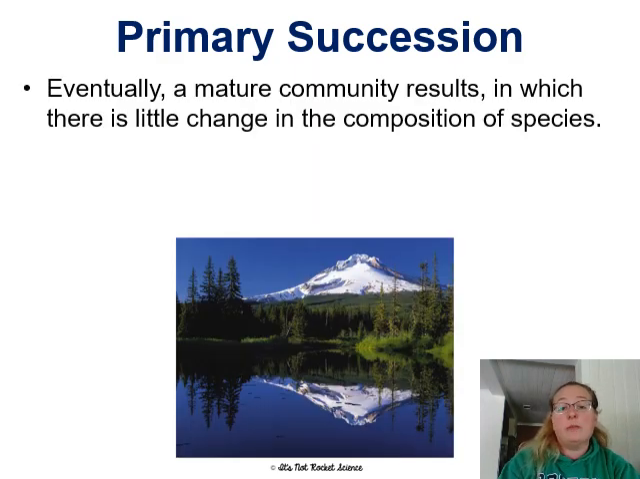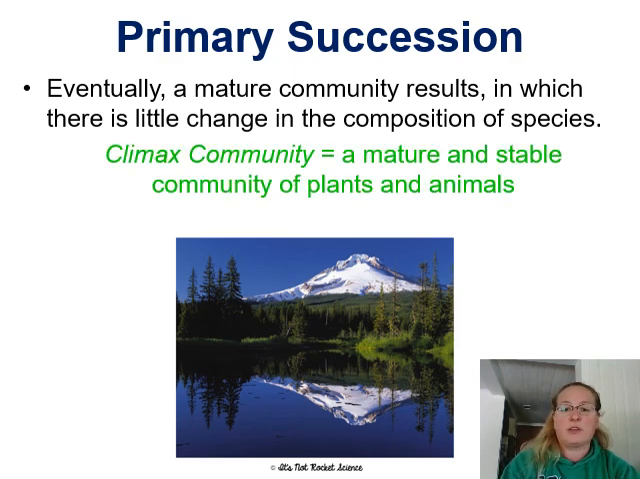Eventually, a mature community results in which there is little change in the composition of species. So, climax community: a mature and stable community of plants and animals.